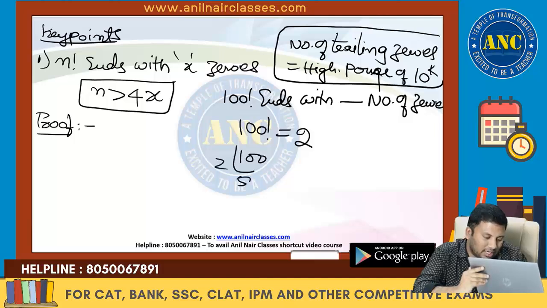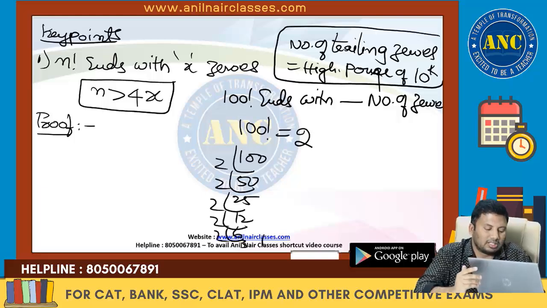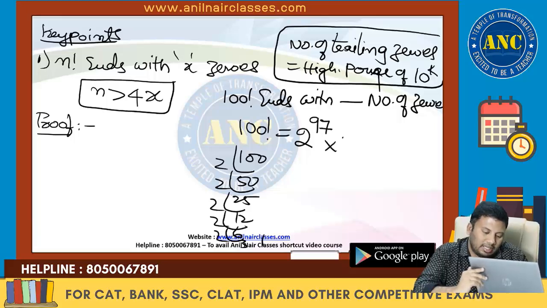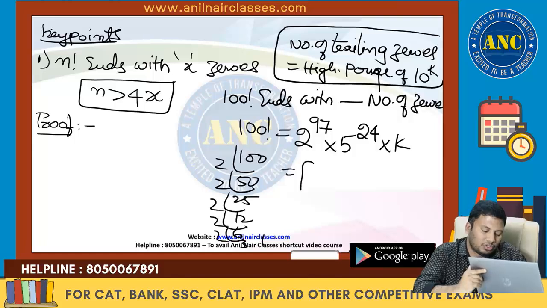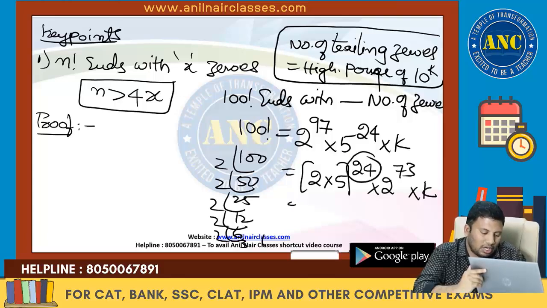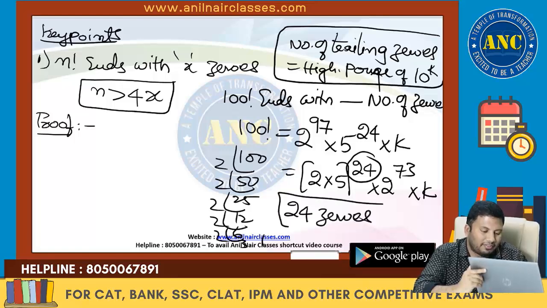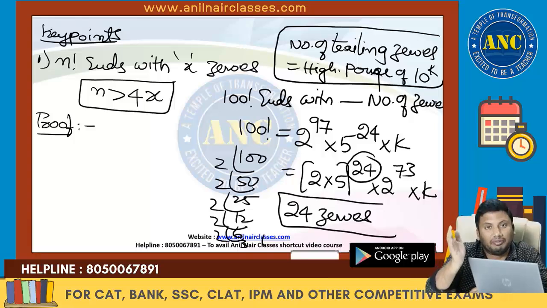So 2 power we require 100. 2 50s are 100, 2 25s, 2 12s, 2 6s, 2 3s, 2 1s. 2 power 97 into 5 power 24 into k. So this is nothing but 2 into 5 power 24 into 2 power 73 into k. So 100 factorial ends with 24 zeros.